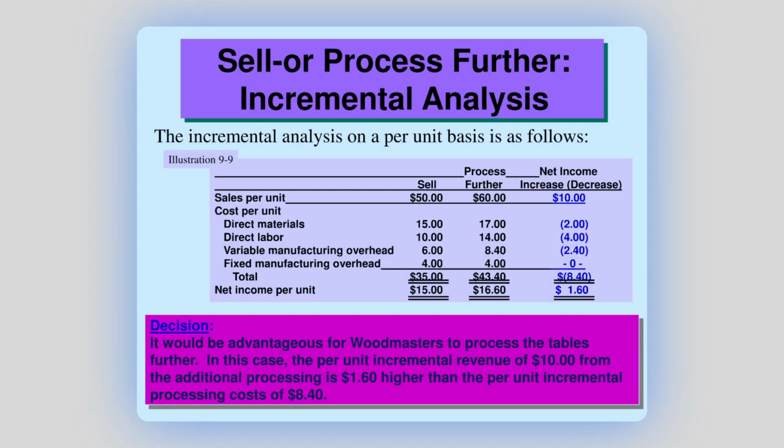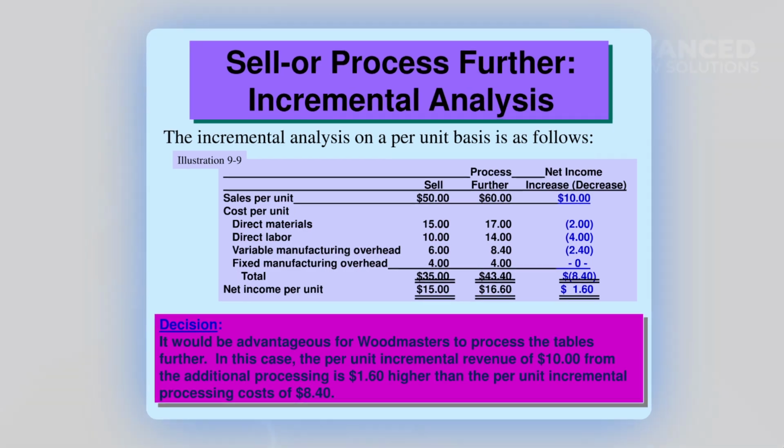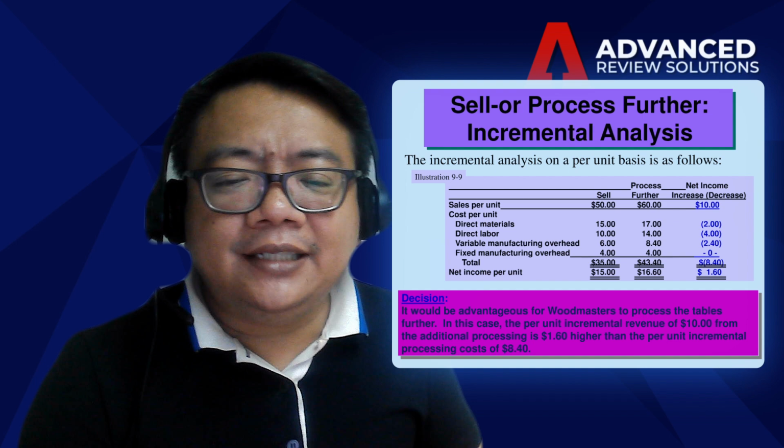What did we say earlier? Process it further as long as the incremental revenue exceeds the incremental cost. Sales per unit, you have 50, then 60 pesos if processed further. Direct materials, you have 15 and 17. Direct labor of 10 and 14. Variable overhead of 6 and 8.40, and fixed manufacturing overhead of 4 and 4. So, what is our decision? This is very easy. Whichever is highest. Of course, it would be advantageous to process it further. In this case, you have 1.60 higher than the per unit incremental processing cost. For me, this is the easiest of all. Sell as is or process it further.